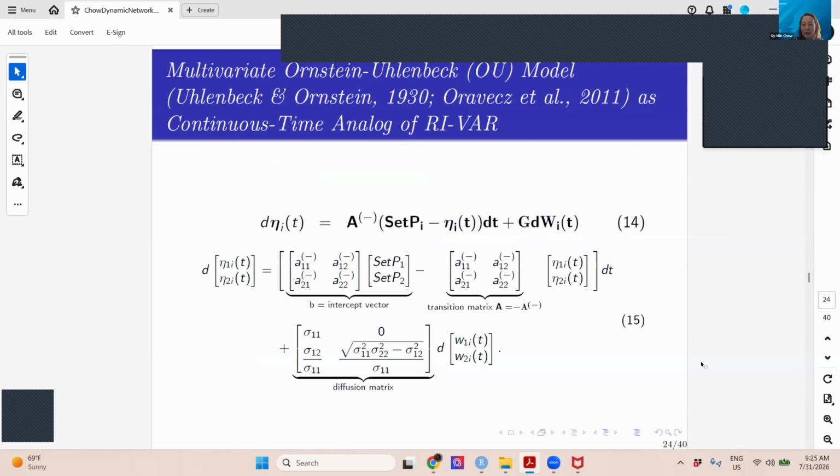So in continuous time, we have something that looks like this. We have the change in eta. In this case, eta is the vector consisting of two within-person deviation variables, eta1 and eta2. And we are modeling those changes as fluctuations around a set of set points for person i. So I should have the i index here if you want the set points to be person specific. And then we have an A matrix here.